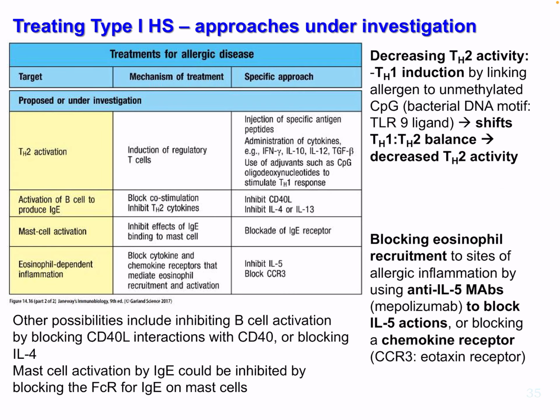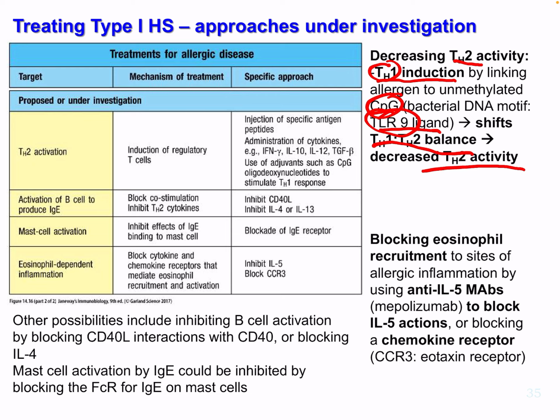So, some approaches under investigation. By decreasing Th2 activity, we will have Th1 induction by linking allergen to unmethylated CpG, which is a bacterial DNA motif that stimulates TLR9 ligand, and this shifts the Th1-Th2 balance, causing decreased Th2 activity. Essentially, by stimulating Th1 induction through a CpG, stimulating TLR9, we can sway the balance back to Th1.